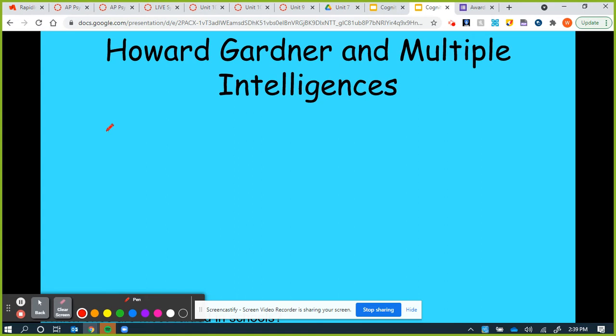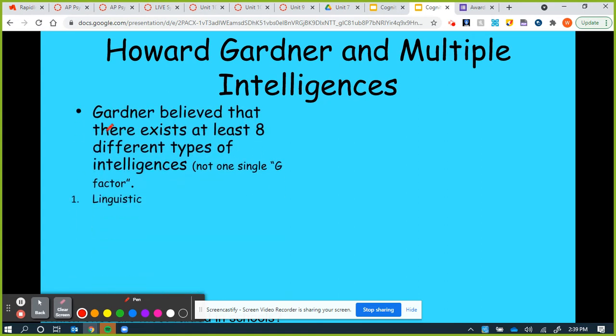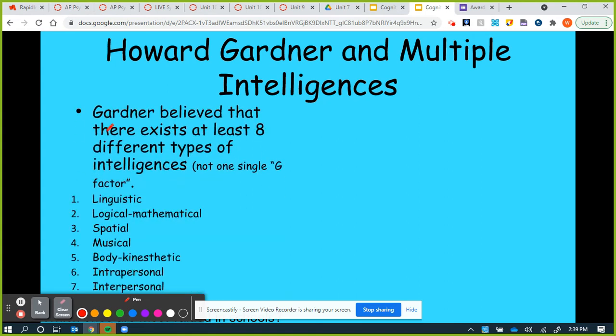That says no. A, intelligence is a lot of different things. And B, we can be good at one thing and not be good at other things. But he split this up into, whereas Spearman is looking more at analytical or logical intelligence, he looks at a whole bunch of different factors. And what he basically says is that there are 8 different intelligences. I've seen these come up on FRQs before.